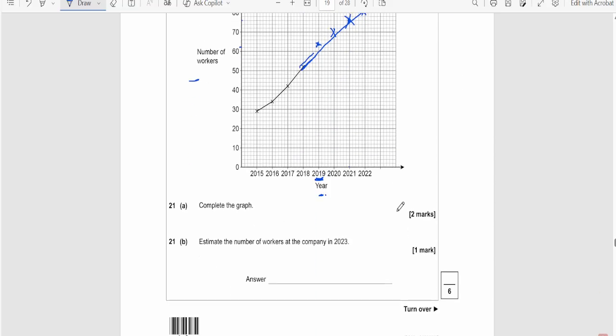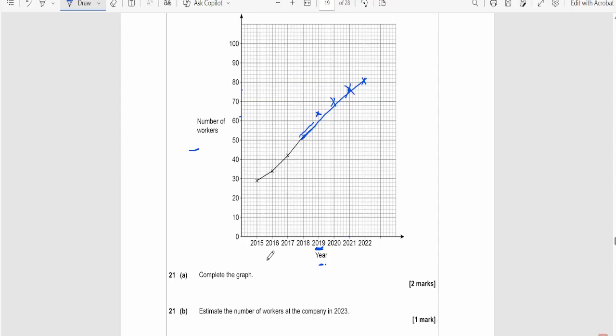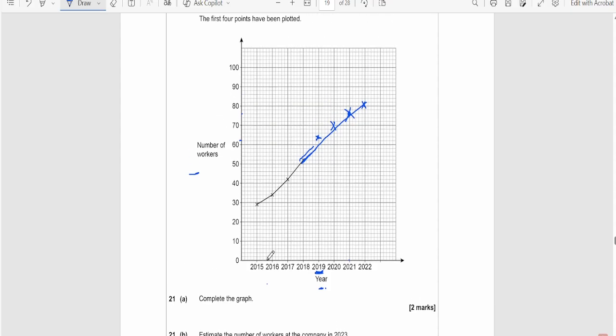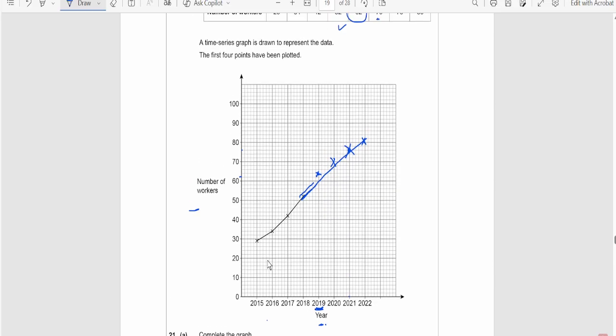Okay. Estimate the number of workers at the company in 2023. What do you think? Can you try to figure out how many workers would be there in 2023?